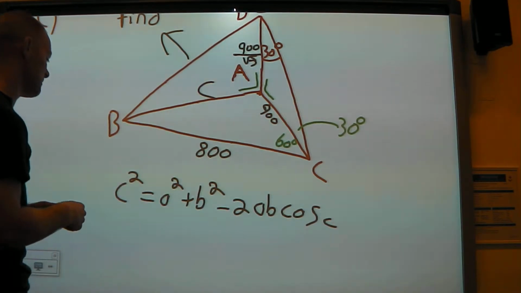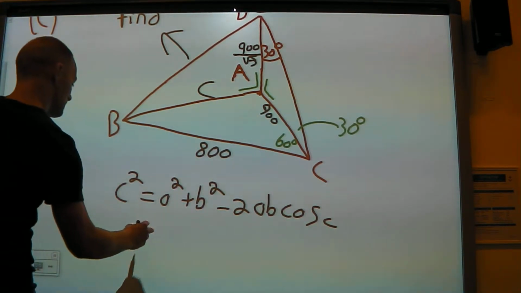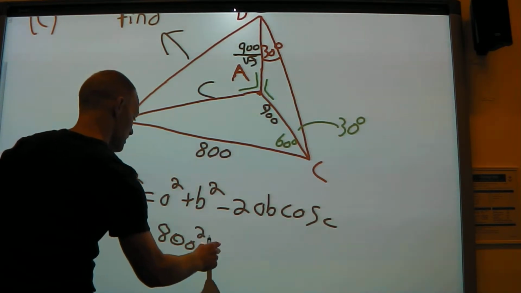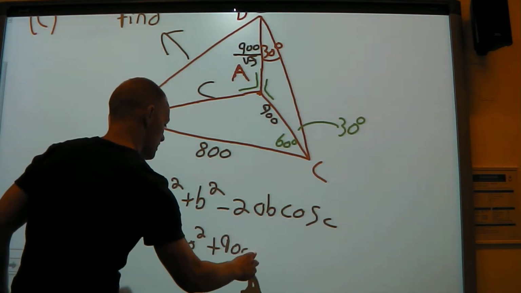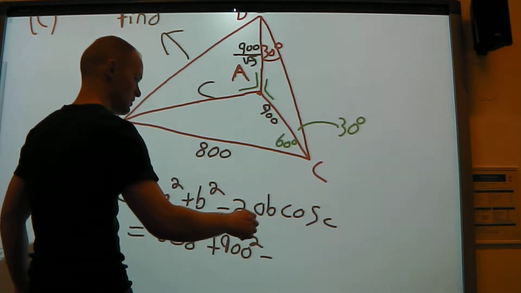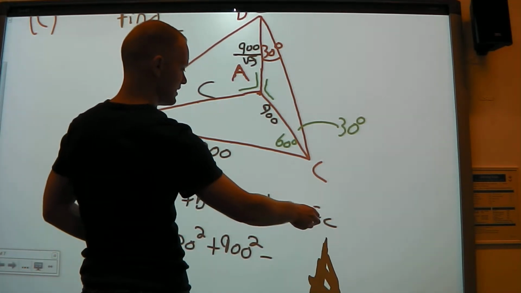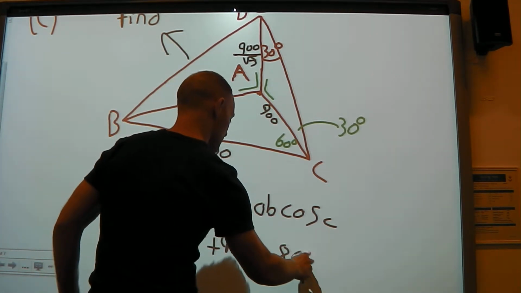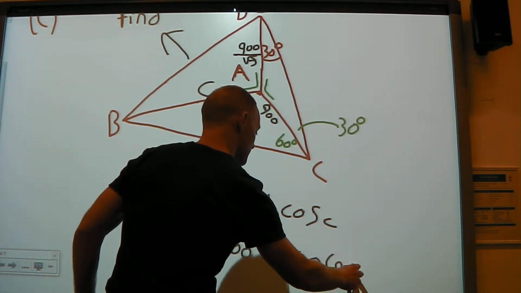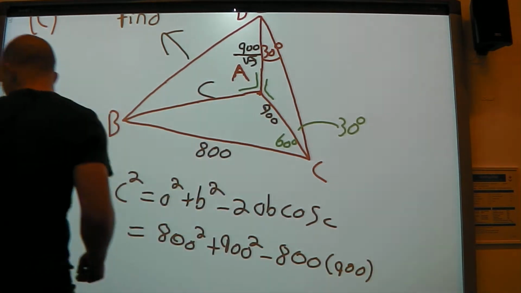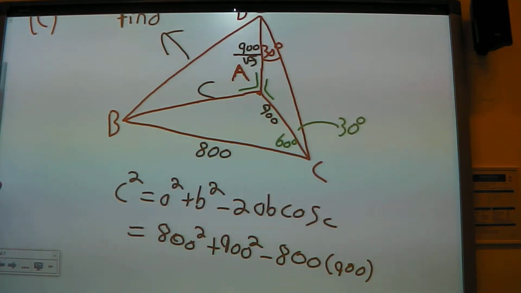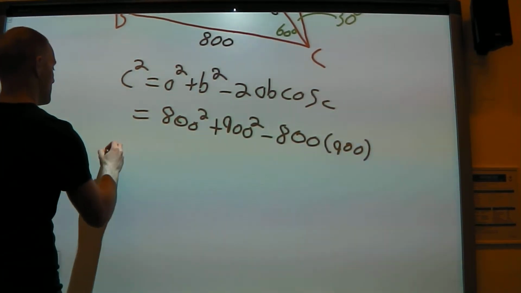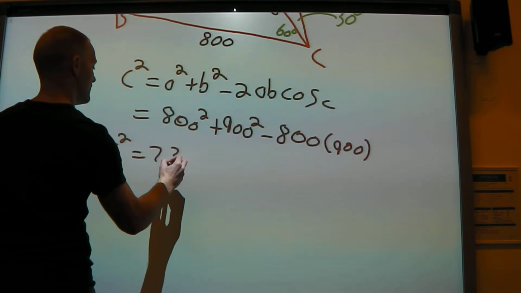So just to work that out then, C squared is equal to 800 squared plus 900 squared minus 2 times 800 times 900 times cos 60. Cos 60 is equal to half, so that just cancels out. Now I worked that out earlier. So C squared is equal to 730,000. Just to save me doing it again, C squared is equal to 730,000.